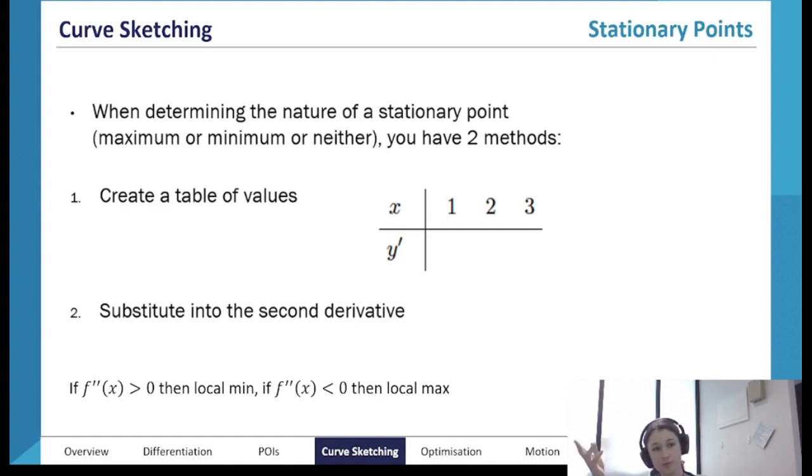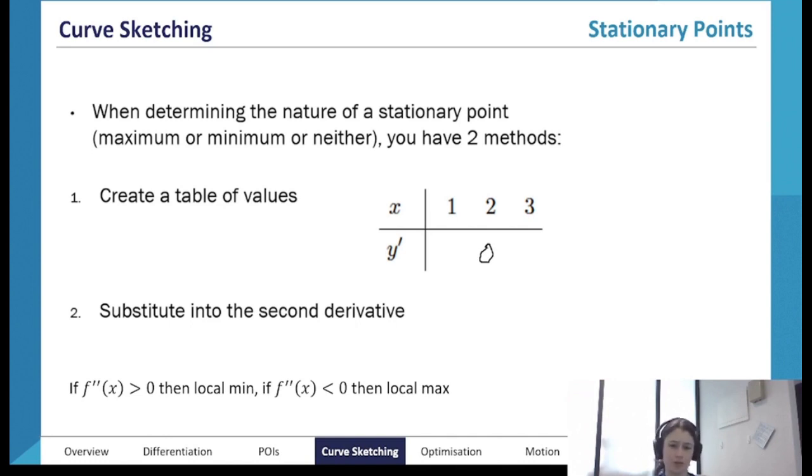So we have two methods for finding the nature of a stationary point. The first one is using a table of values. This is similar to what we've been doing in the previous examples. What you're going to do here is pick an x value on either side of your point where the first derivative equals 0. So here we're going to say that it's occurring at 2. And then you're going to check whether the derivative is positive or negative on either side. And this is going to tell you the nature of the stationary point.